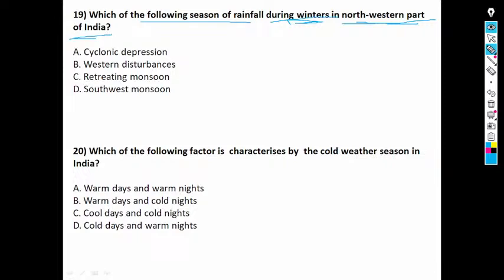Cyclonic depression, western disturbances, retreating monsoon, and southwest monsoon. Northwestern part of India particularly. This is western disturbances more. Western disturbances. Northwestern part of India, which is western disturbances.